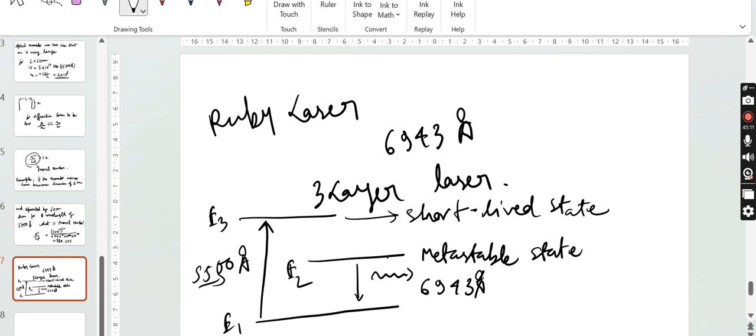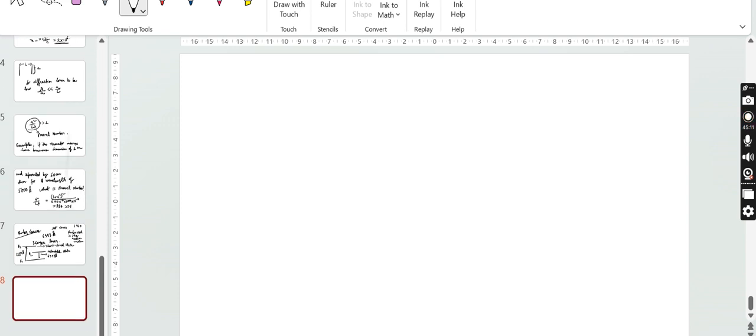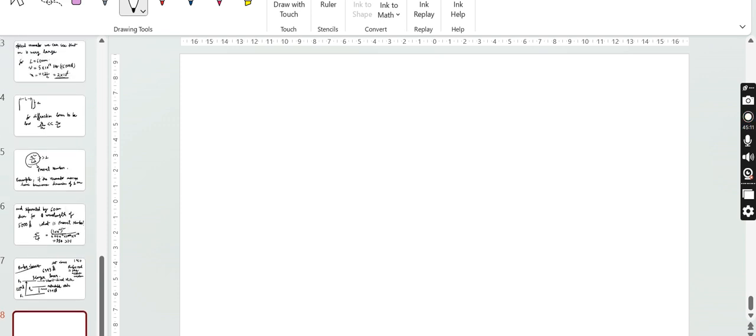The active medium here is the ruby, and the ruby laser was the first laser. This is the very first laser, in 1960. The ruby rod is the active medium, and the ruby laser is a pulsed laser.